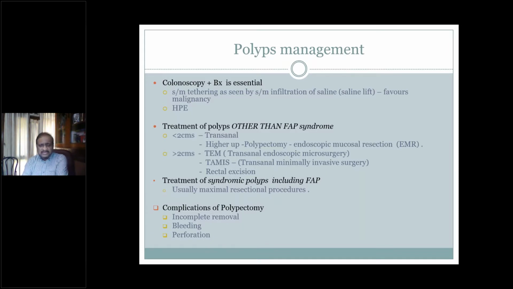Now, complications of polypectomy are important, and that is incomplete removal, number one. Number two, bleeding. And number three, perforation. Perforation is a real complication of polypectomy.